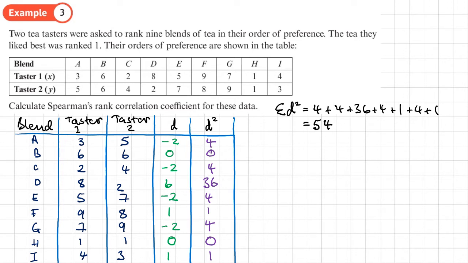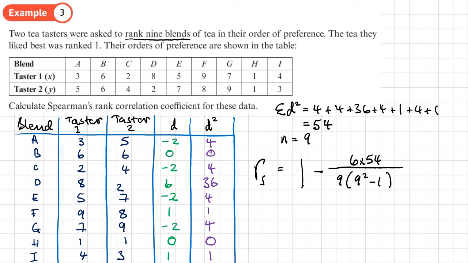And we know from the question where it says that they rank 9 blends of tea, or we could just count the number of different blends, the number of columns, that will give us n equals 9. So now that can go into the formula. Spearman's rank is going to be 1 minus 6 times the sum of d squared, so that's 6 times 54, divided by n, which is 9, times n squared minus 1. Now it gives us 11 over 20, which we could change to a decimal, 0.55.